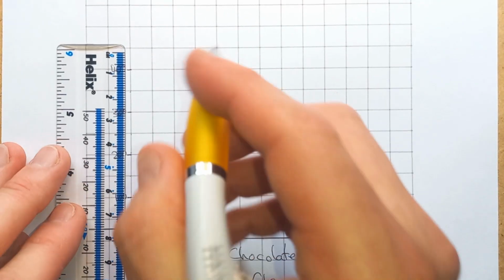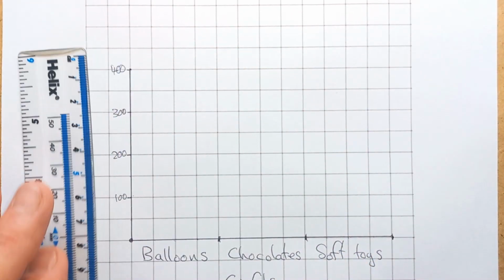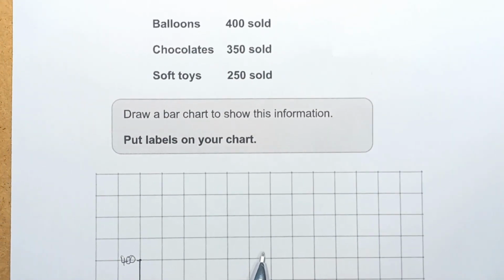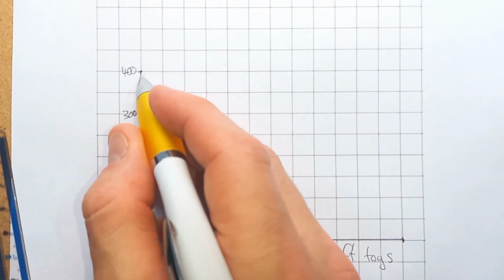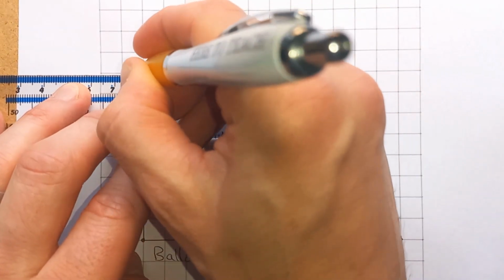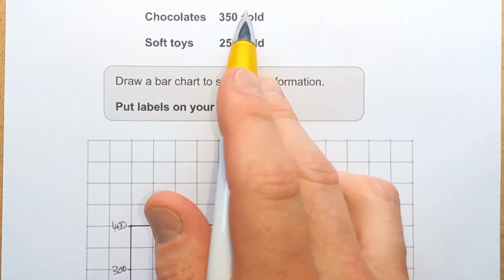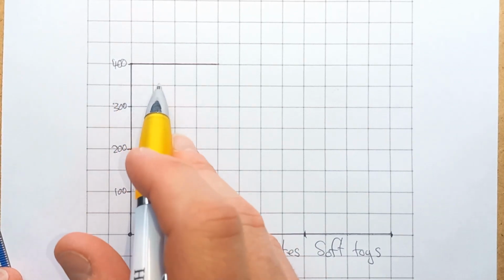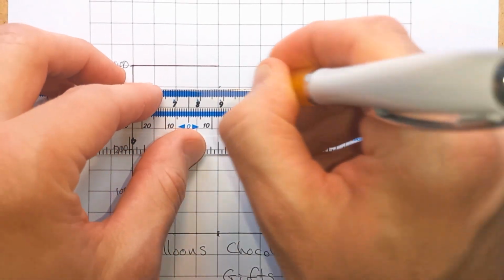Okay. You will notice that I've not written all the 50s on there. You can if you want to, but you don't have to with a graph. You can miss some bits out. So let's check the numbers. Balloons, 400 were sold. So we go up to 400 and we want to draw a line all the way across. Chocolates, 350 were sold. Well, 350 is going to be halfway between the two. So we just find where chocolates are. Draw that one there.